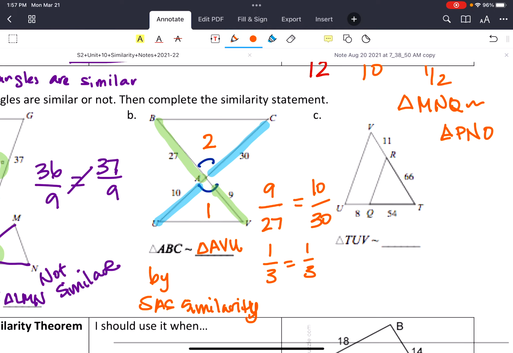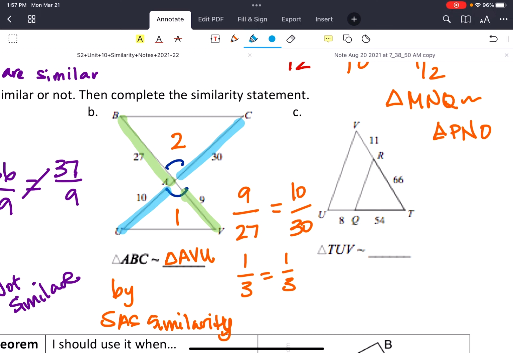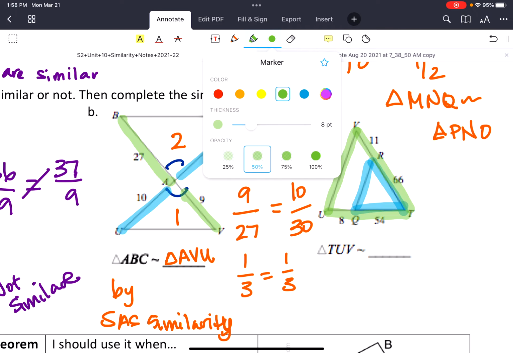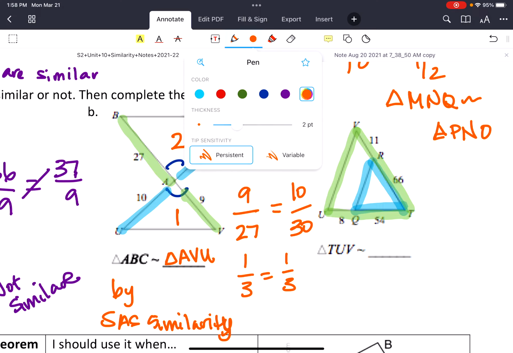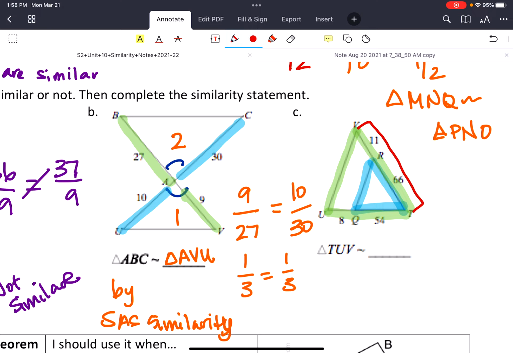Okay, and then we've got this last triangle. I think you can tell on here, we have a little blue triangle, and the blue one is actually nestled inside our larger green one. So to get the sides on this one, I need to add those. Actually, let's not do that in highlighter. Let me make that a pen. There we go. All right, well, 11 plus 66 is 77. And 8 plus 54 is 62.